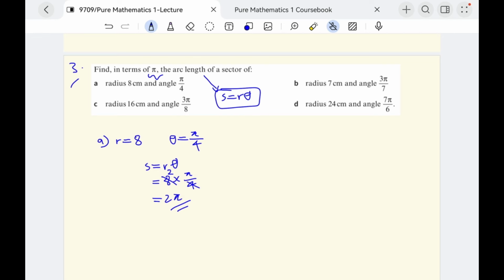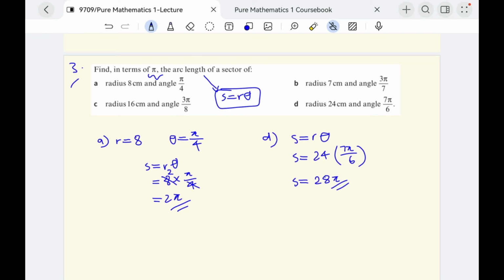Okay, so let's take a look at the D. Alright, so for B and C, you can try by yourself. Just use s equals r theta. Carry out the same procedure. So for this part, your radius is 24 and the angle is 7 pi over 6. Use your calculator to calculate that your answer for D is 28 pi. Replace my answer to make it nice. Okay, neat and nice.